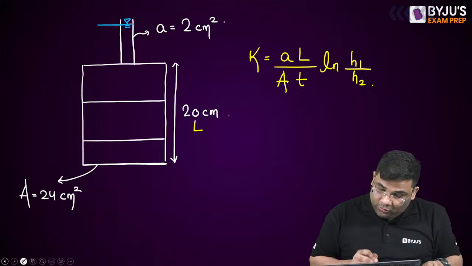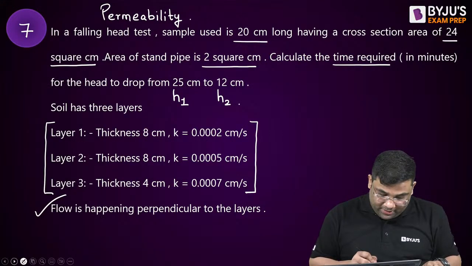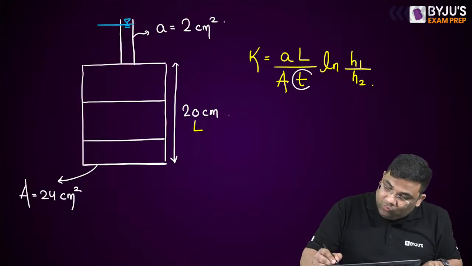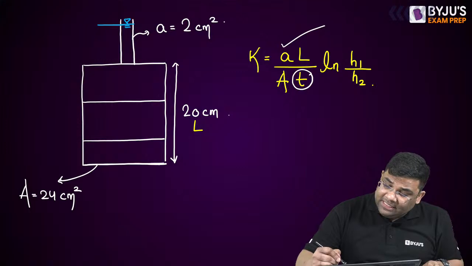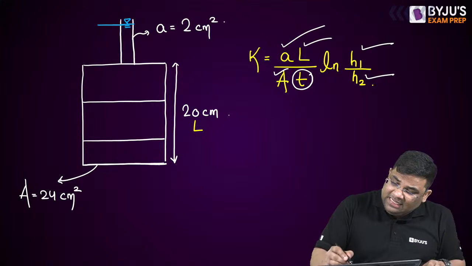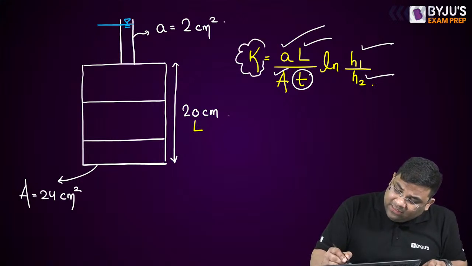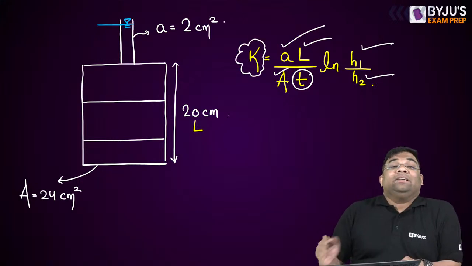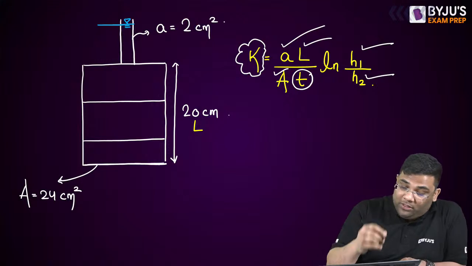Now see what is asked in the question. They have asked the time required. Capital A is given, small a is given, the length of sample is given, and the fall from H1 to H2 is also given. Is the permeability given? You might think, sir, permeability is given, but it is given in different layers, right?